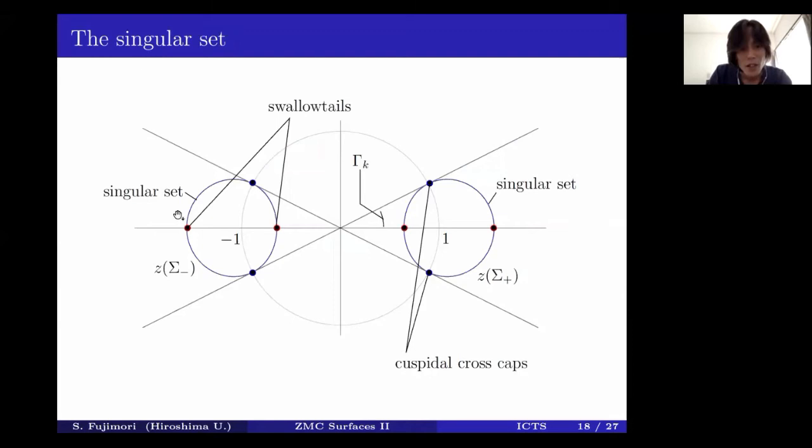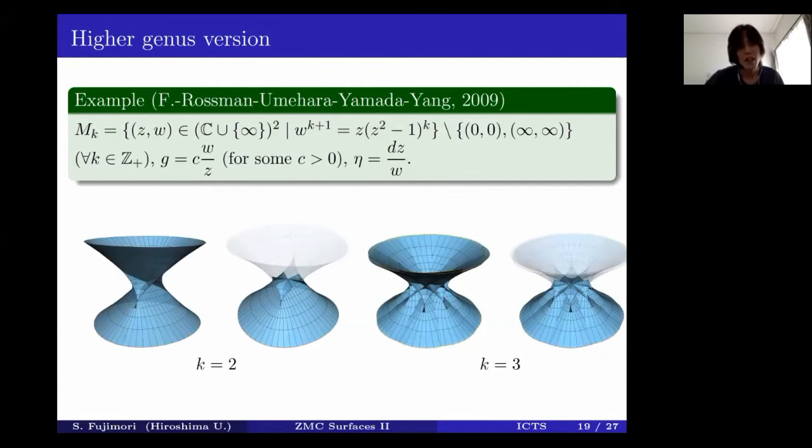So the surface is a double cover of the z-plane. So this is actually twice wrapping. This is twice wrapping. So we have four swallowtails in this component, and four swallowtails in this component, and four cuspidal cross caps and four cuspidal cross caps, in the domain. And I'd like to have a higher genus version of a maxface, and we get this data.